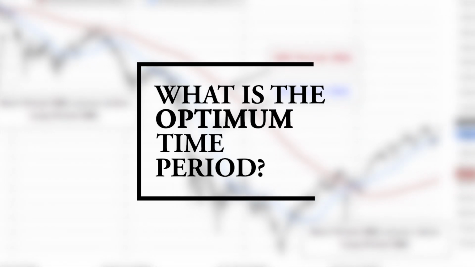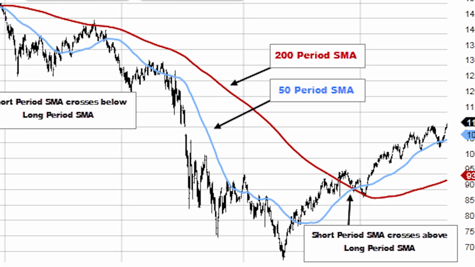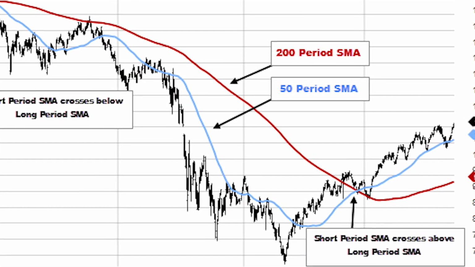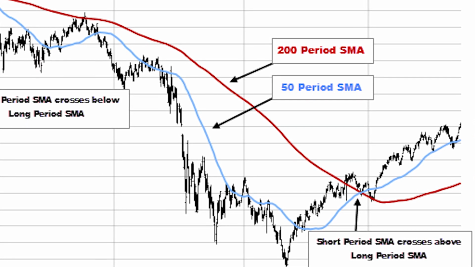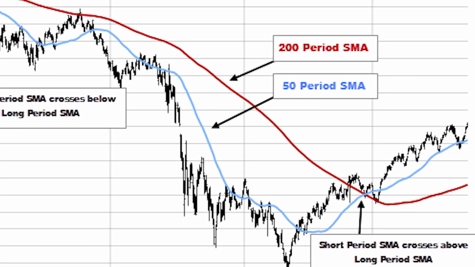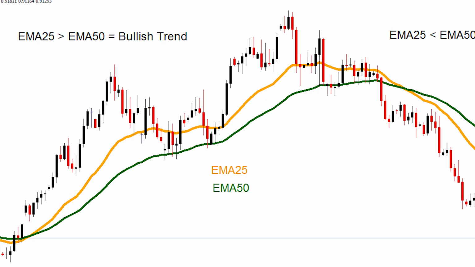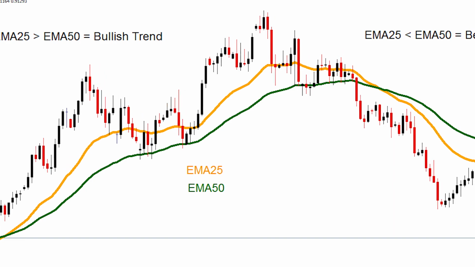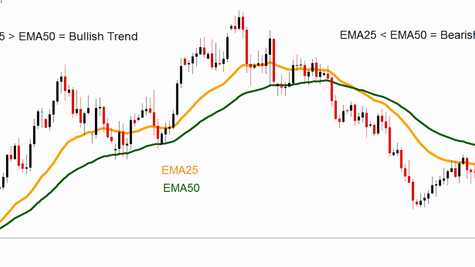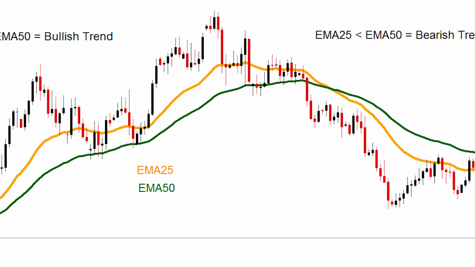After choosing a moving average type, traders must pick a period setting. First, determine if you're a swing or day trader. Second, know why you are using moving averages. If you're a day trader, you need a fast-responding moving average. Day traders should use EMAs.